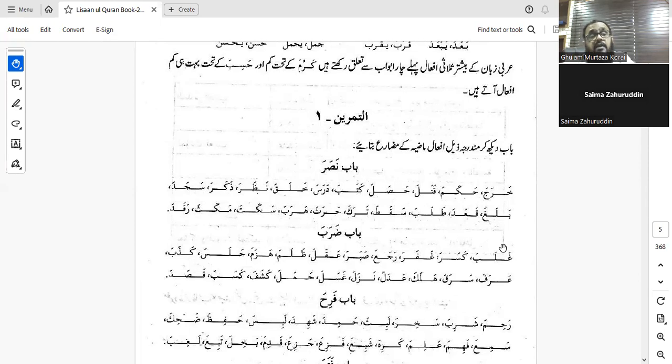Kharaja, kharaja, kharajat, kharajata, kharajna, kharajta, kharajtuma, kharajtum, kharajti, kharajtuma, kharajtunna, kharaju, kharajna. Then yakhruju, yakhrujani, yakhrujuna, takhruju, takhrujani, yakhrujna, takhruju, takhrujani, takhrujuna, takhrujina, takhrujani, takhrujna, akhruju, nakhruju.